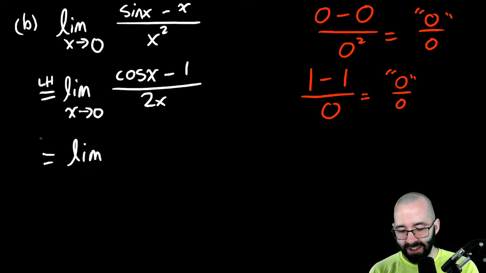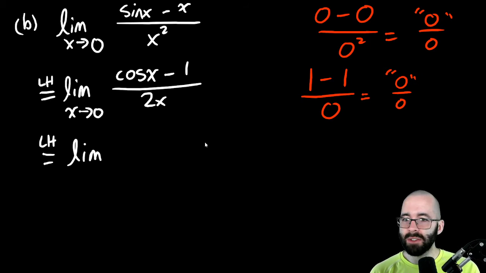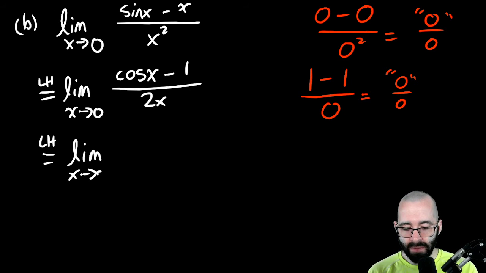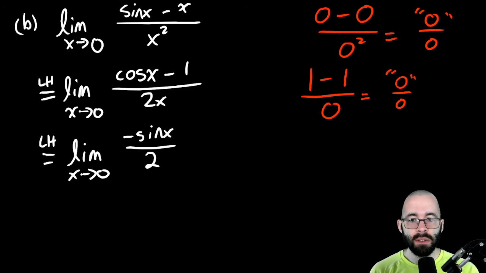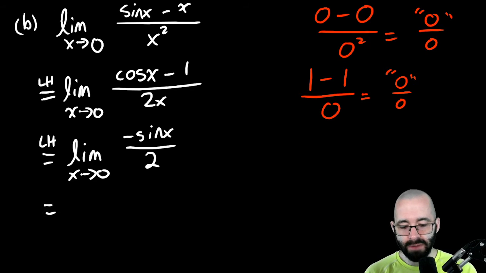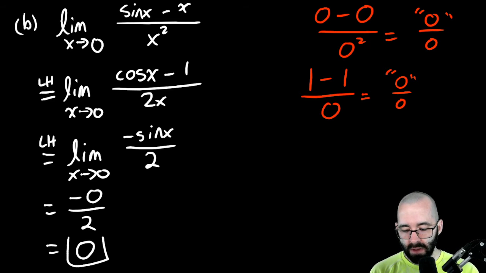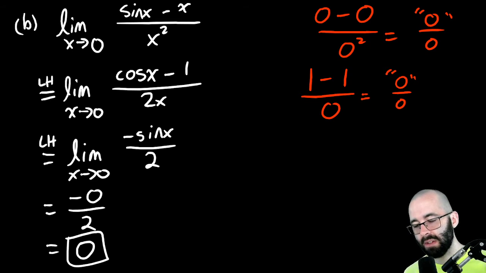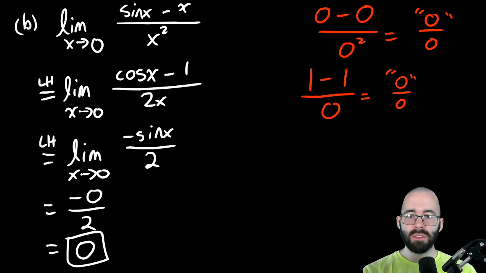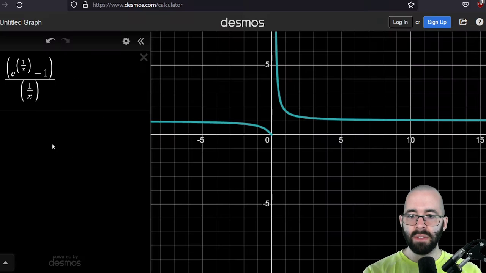That gives me life. Let's use L'Hopital's rule again. Top is still continuous. Bottom is still continuous. We still have an indeterminate form. Derivative of the top is negative sine of x. Derivative of the bottom is 2. And now we can use direct substitution. Sine of 0 is 0. We're going to get negative 0 over 2, which is just 0. As x gets close to 0, this function gets close to 0.